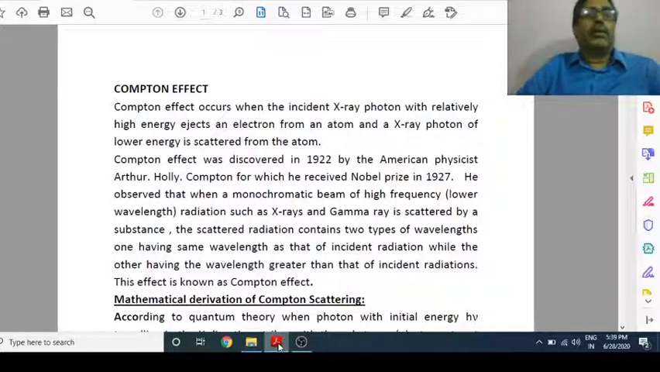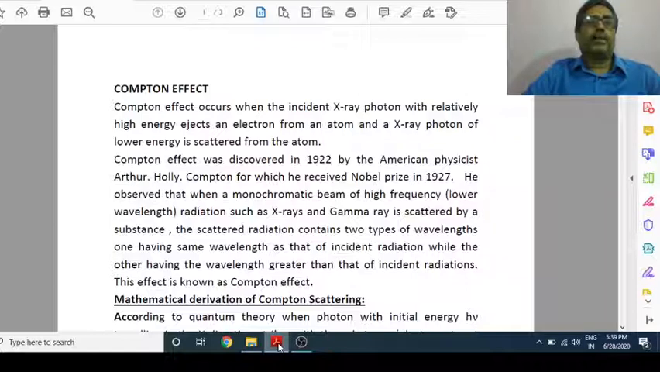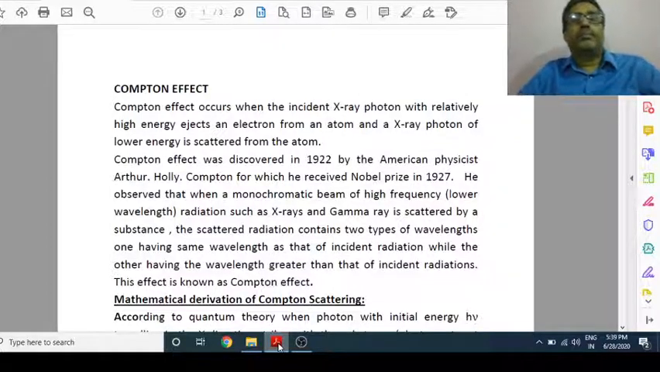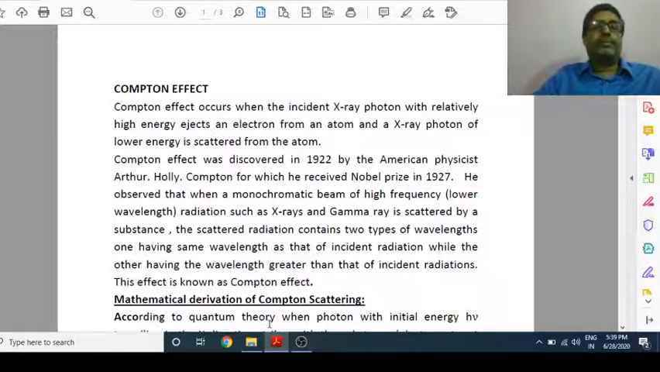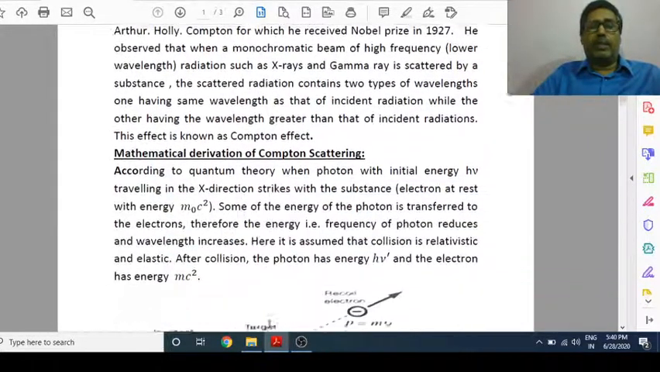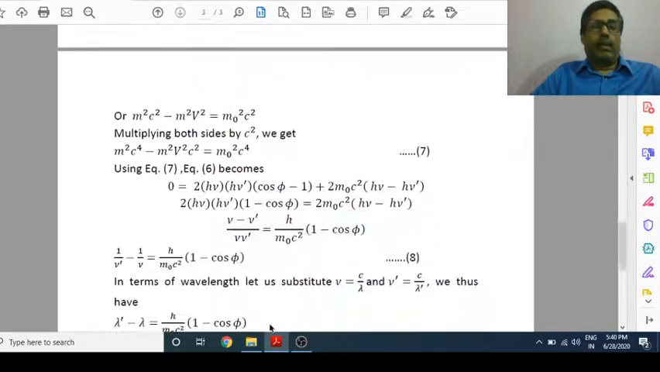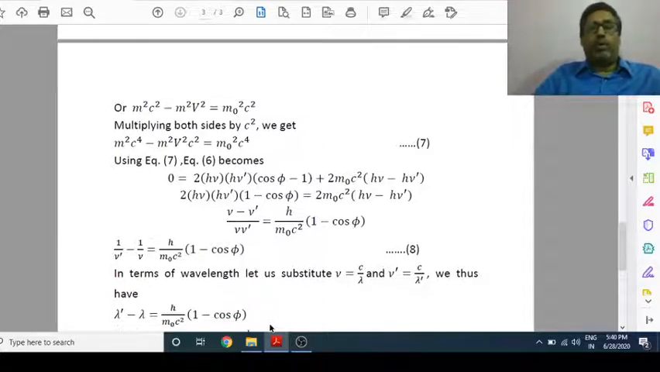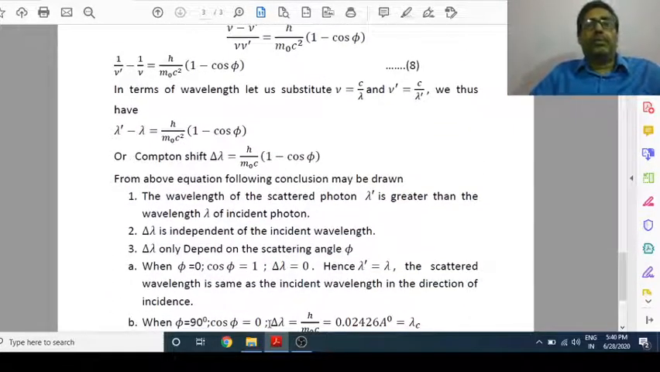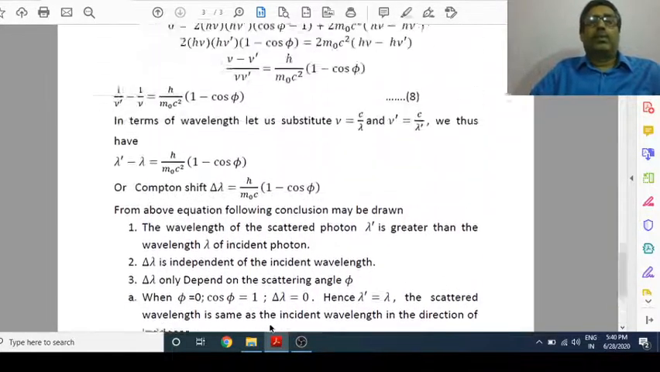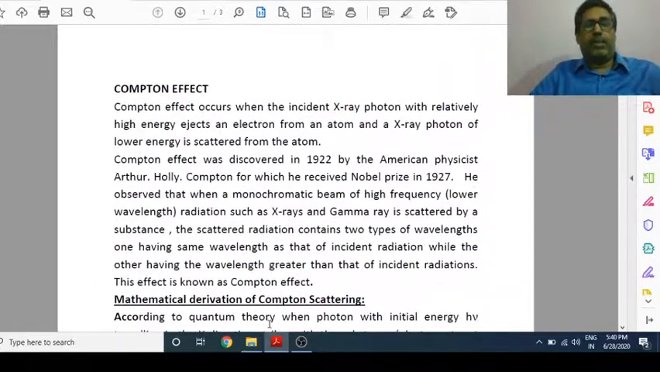Today, the topic of discussion is Compton effect. In this video, we will learn first what is Compton effect and what is its mathematical derivation, and then we will discuss Compton shift under various conditions. Okay. So let us see first of all what is Compton effect.